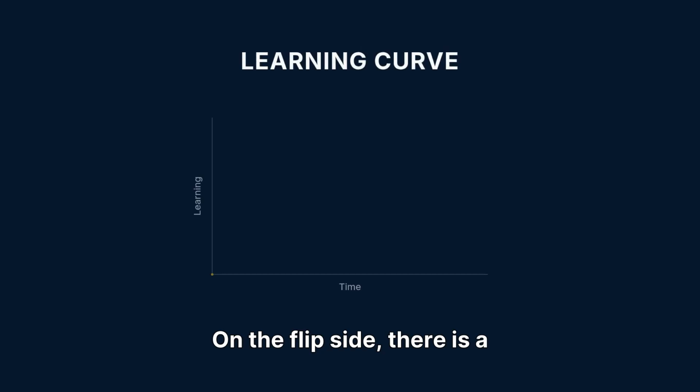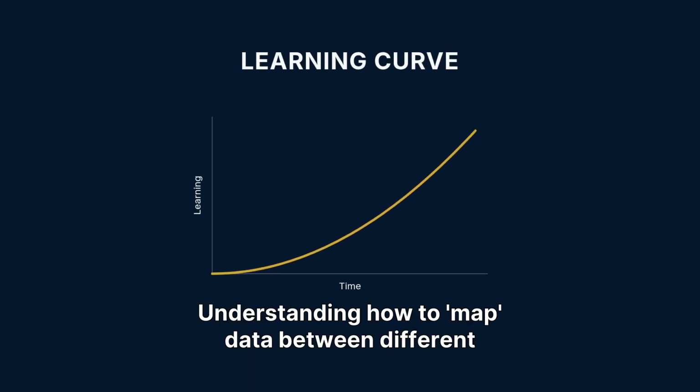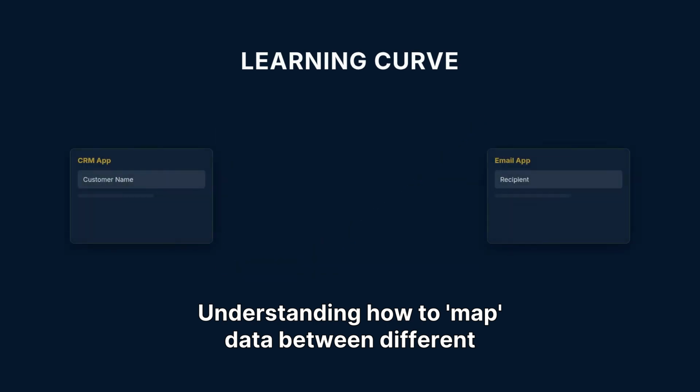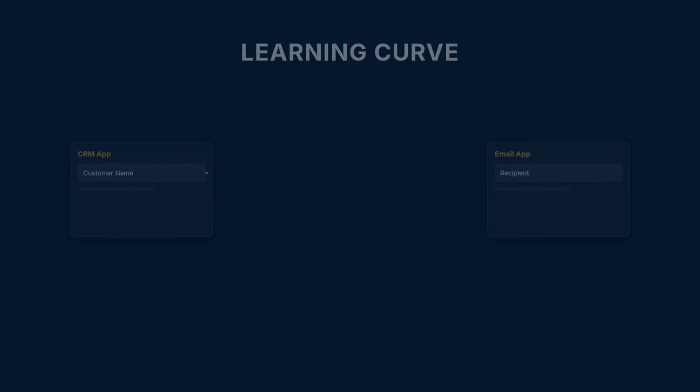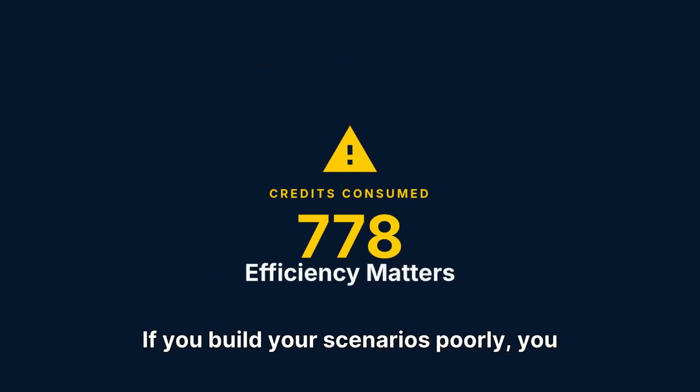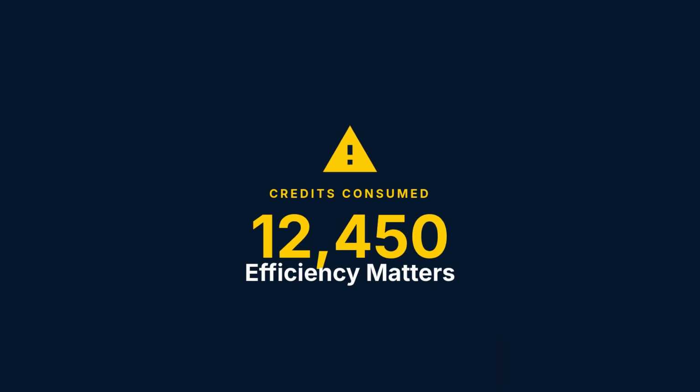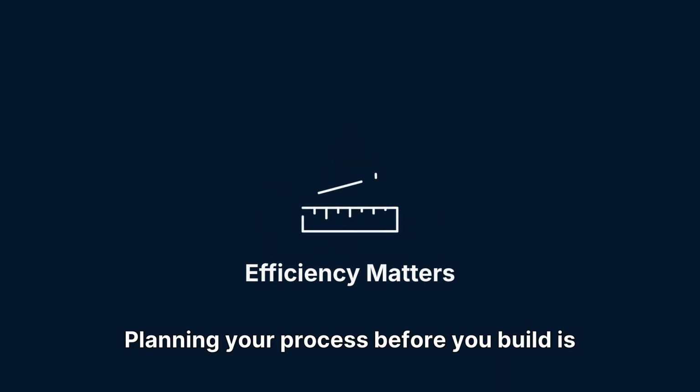On the flip side, there is a learning curve. Understanding how to map data between different apps takes practice. It's not always a one-click setup. You also have to be efficient. If you build your scenarios poorly, you can burn through your credits quickly. Planning your process before you build is key.